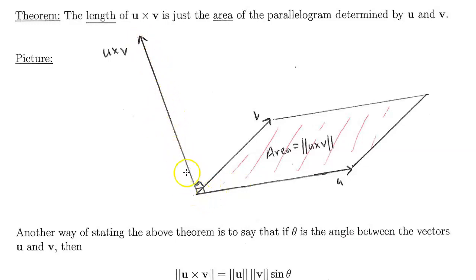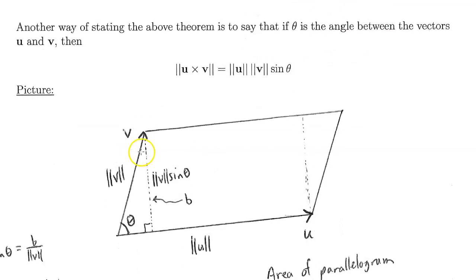It's got to be perpendicular to both u and v. And the fact that it's u cross v as opposed to v cross u means it's going to be popping up this way as opposed to down that way. The only question left is, how long is u cross v? And it turns out it's the area of this parallelogram. So we've given a complete geometric description of what u cross v is.